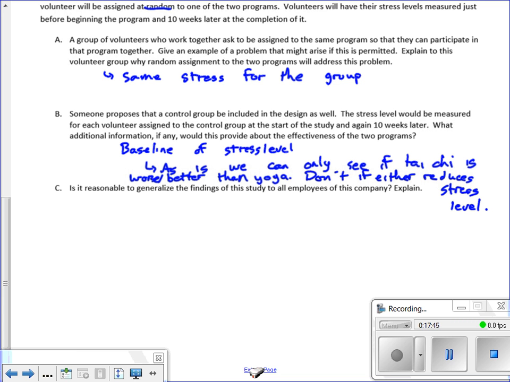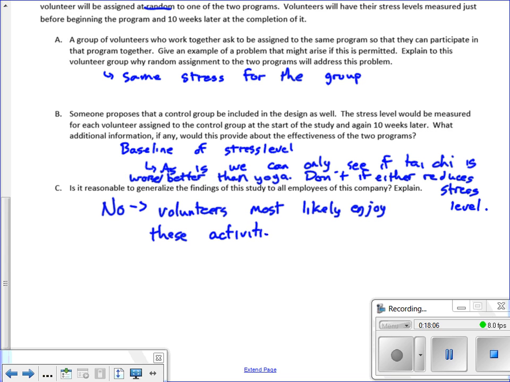And then, is it reasonable to generalize these to all the employees? And that's why, no, because the volunteers, they are lurking variables. They most likely enjoy these activities. That's why they volunteer. So the findings are kind of compromised here in that setting.